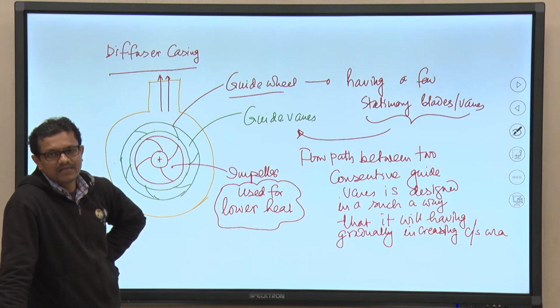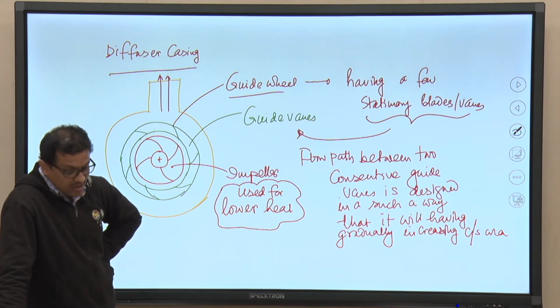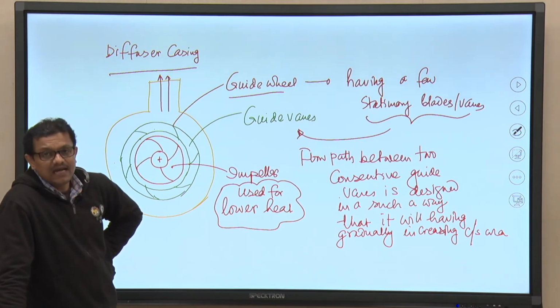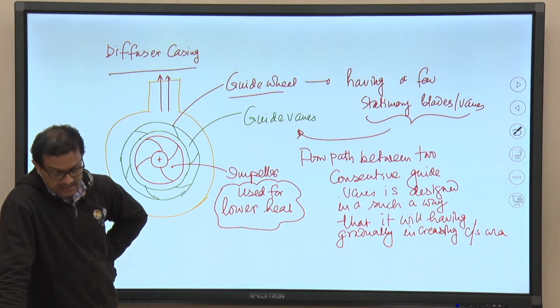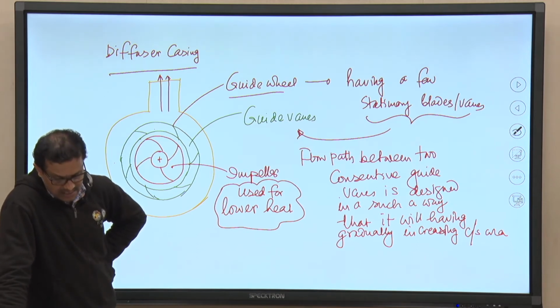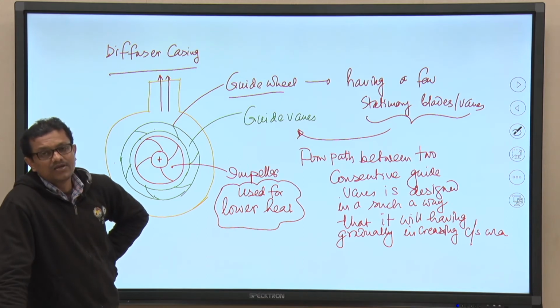So, I mean pump efficiency cannot be increased beyond a point. But the objective is that this casing helps us to collect the liquid which is being discharged by the impeller, and then it is directed to the delivery pipe or outlet. So, this is done using the casing.